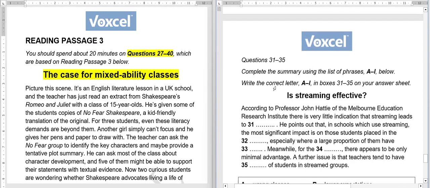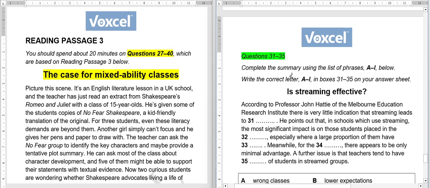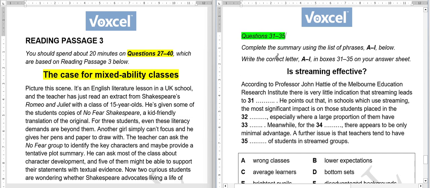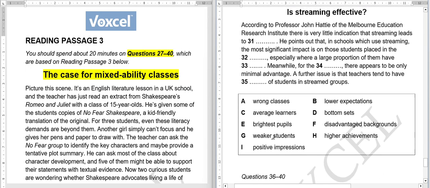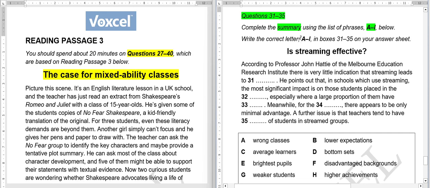Okay, and 31 to 35. So this is our second set because we have 40 questions. Complete the summary using the list of phrases A to I below. So you have to fill in the blanks, using the words given in the box, and you have to write the alphabet. Be very careful. You have to write the alphabet. Do not write the word.